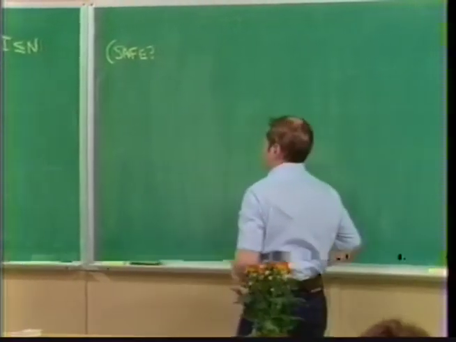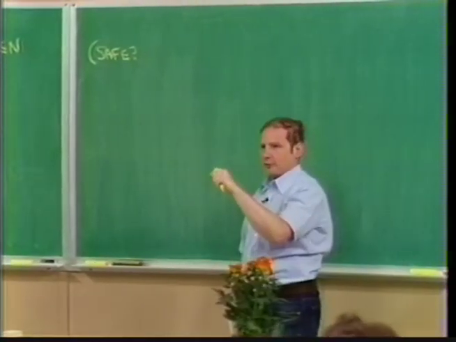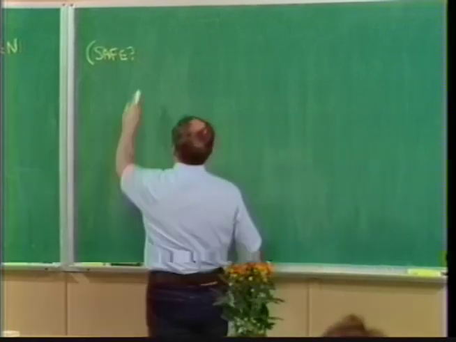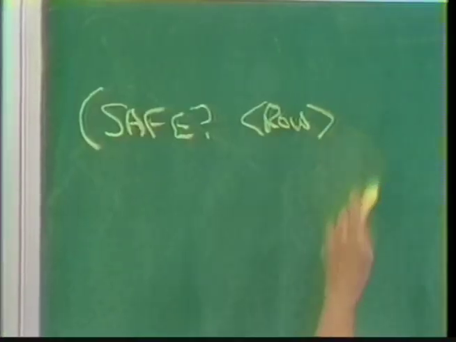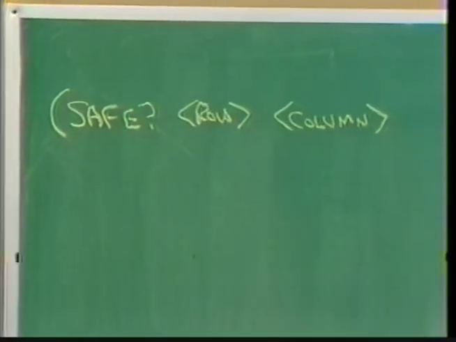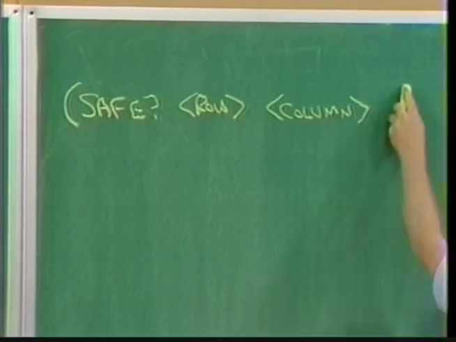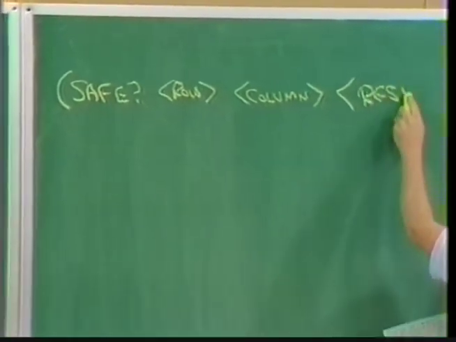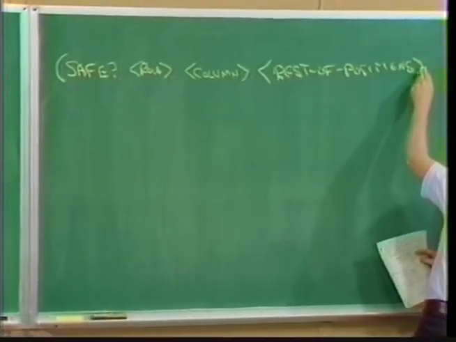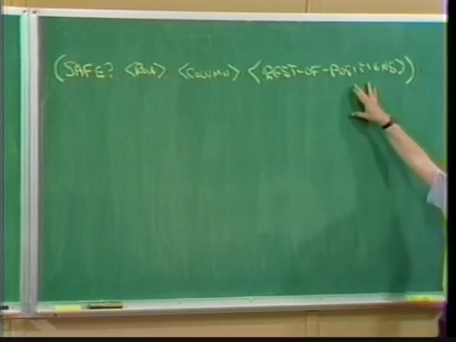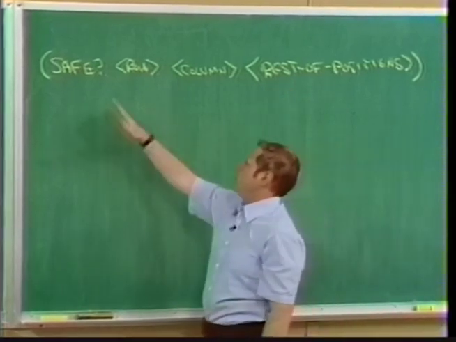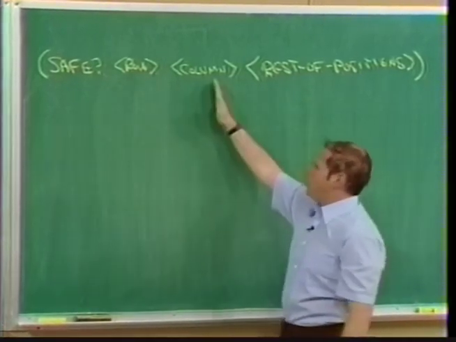And what safe is going to do is say, given that I have a bunch of queens down on the chessboard, is it okay to put a queen in this particular spot? So safe is going to take a row and a column. That's going to be a place where I'm going to try and put down the next queen, and the rest of the positions. And what safe will say is, given that I already have queens down in these positions, is it safe to put another queen down in that row and that column?